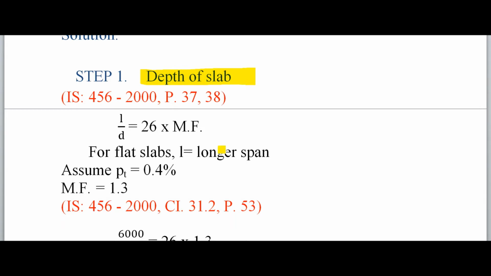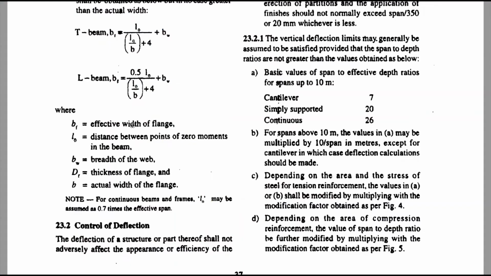Depth of slab means the thickness of slab. We can find the thickness of slab by IS 456 2000 page number 37-38, right? On this page we can find out length and depth ratio. And this equation we have to find out from IS 456 2000 page number 37 and 38. Let's check how we find out the depth of the slab.